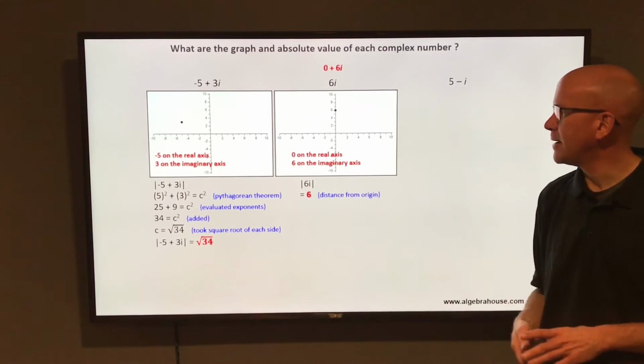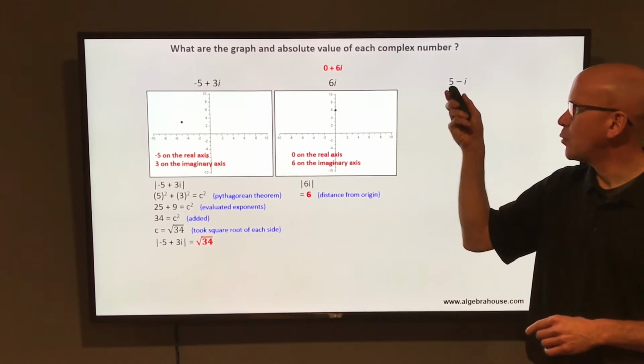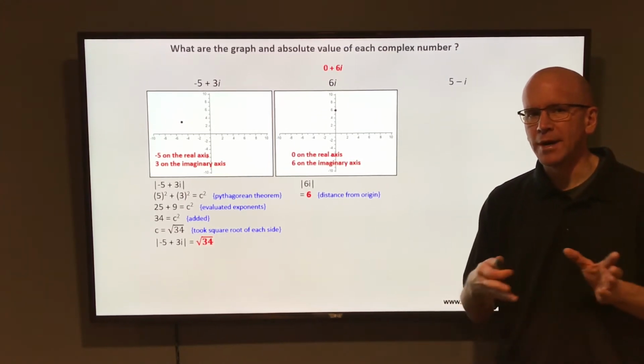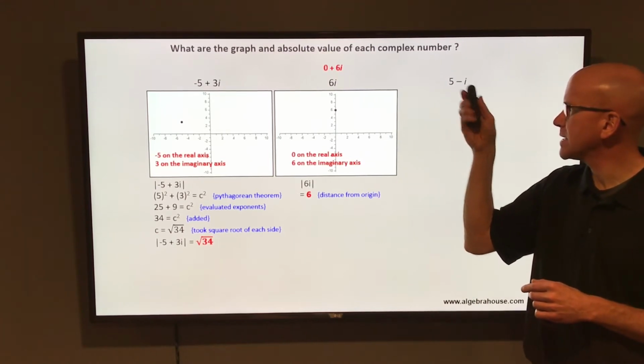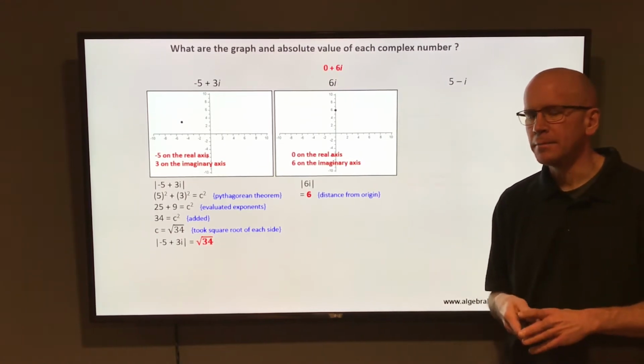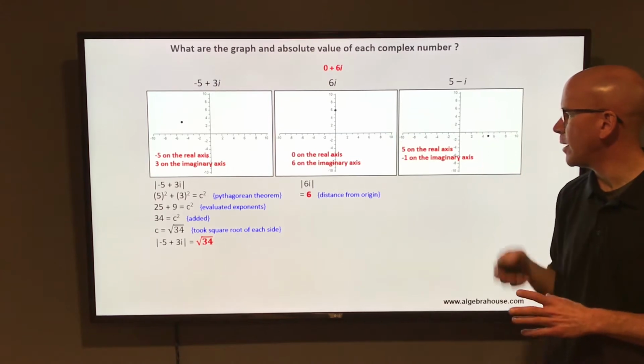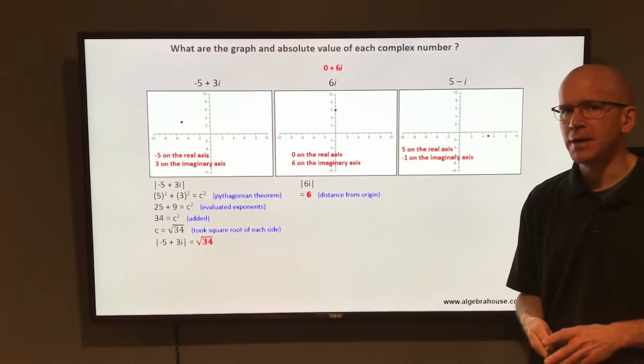And lastly, 5 minus i, to graph that. The real part, that's the x-coordinate. Just go to the right 5. And the imaginary part, that's the y-coordinate. Go down 1. So go to the right 5 and down 1. That is the graph of 5 minus i.